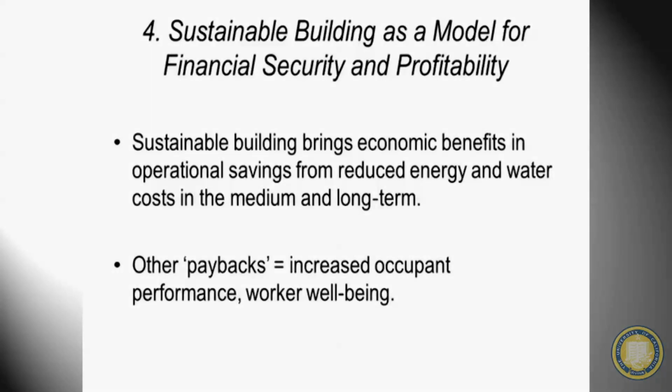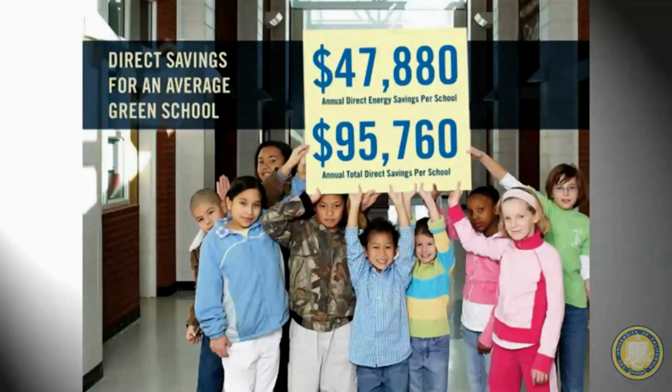So point number 4, sustainable building as a model for financial security and profitability. As I was just saying, reduced energy and water costs in the medium and long term. Here are some statistics. On average, a green school can save about $100,000 in direct savings per year. That kind of money can go to teacher salaries, buying school books. I know California is having a really big issue with this right now. So that's a lot of money that could be going to other areas.